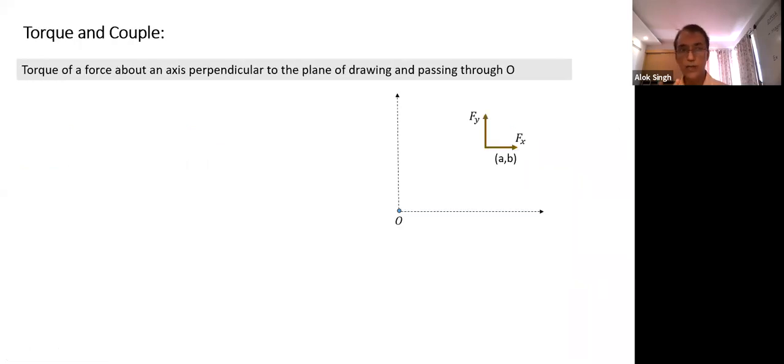Now I come back to two more points. There's something called torque and couple, which you have done in the first year, but again I'll quickly revise some part of torque and couple. Record the torque of a force about an axis perpendicular to the plane of drawing and passing through origin. Suppose I want to find torque about an axis passing through O, perpendicular to the plane of drawing.